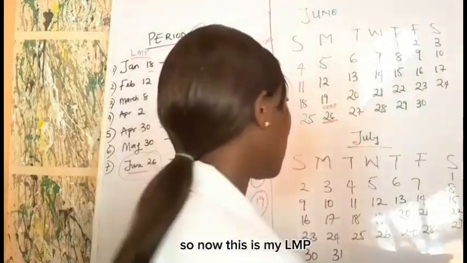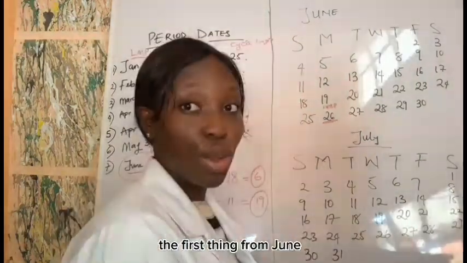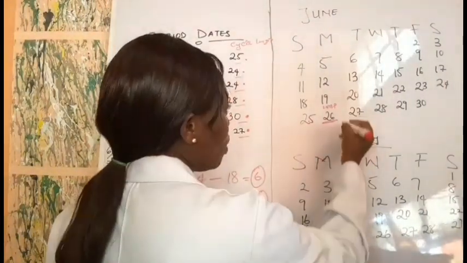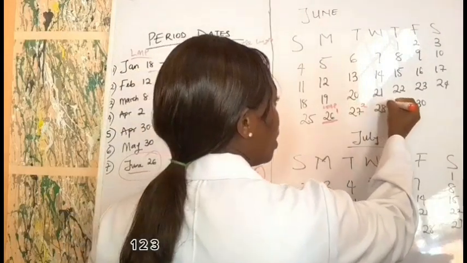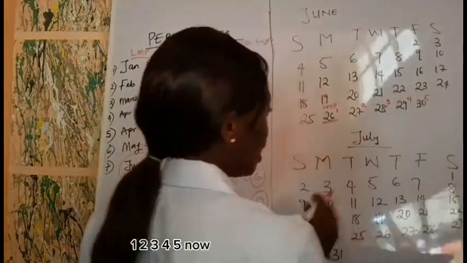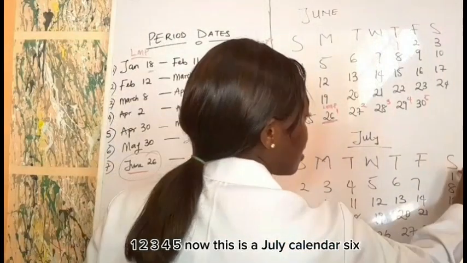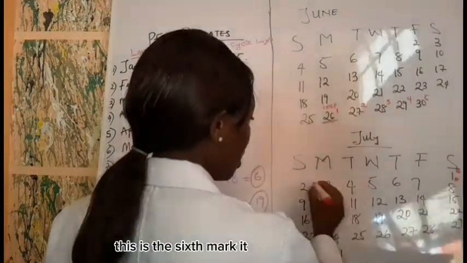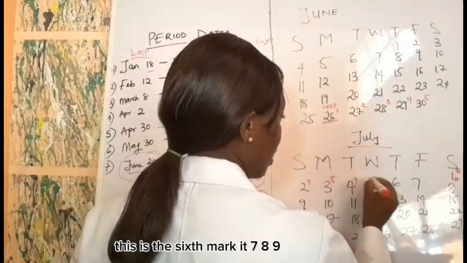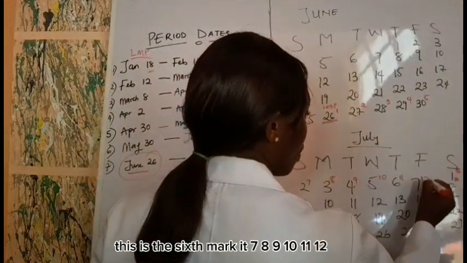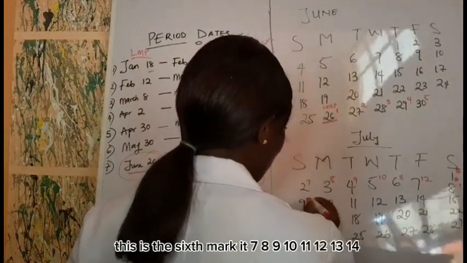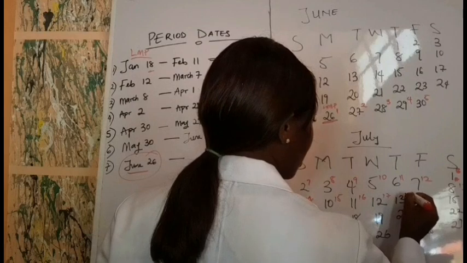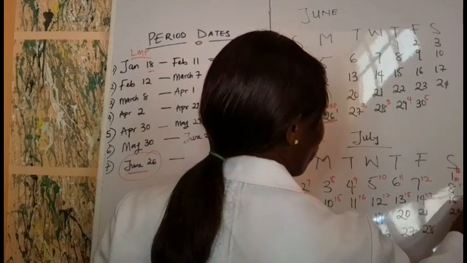So now this is my LMP, the first day from June 26th, the first time I'm seeing my period. So we calculate 1, 2, 3, 4, 5. Now this is a July calendar. 6. This is day 6. Mark it. 7, 8, 9, 10, 11, 12, 13, 14, 15, 16, 17, 18, 19, 20. So I'm going to stop here.